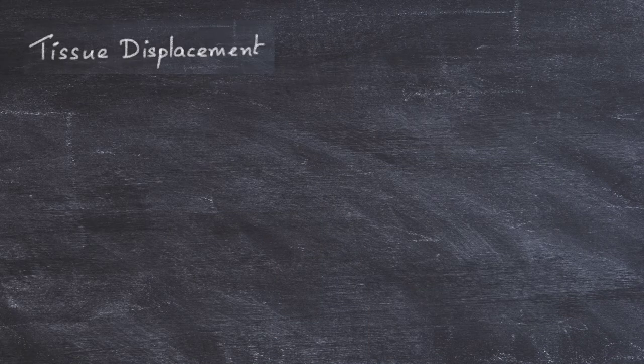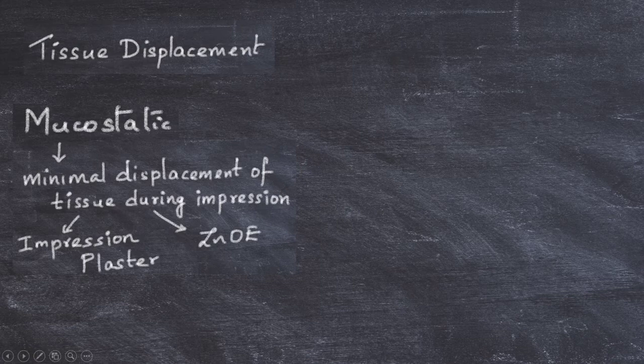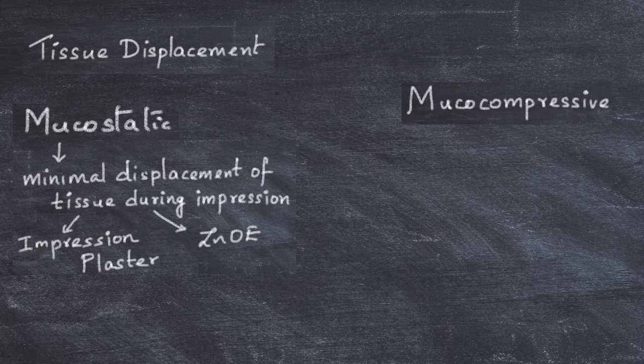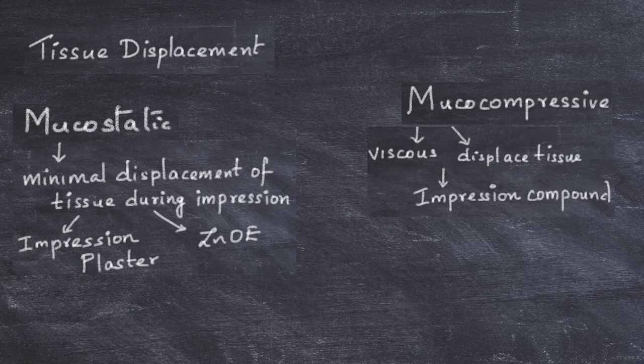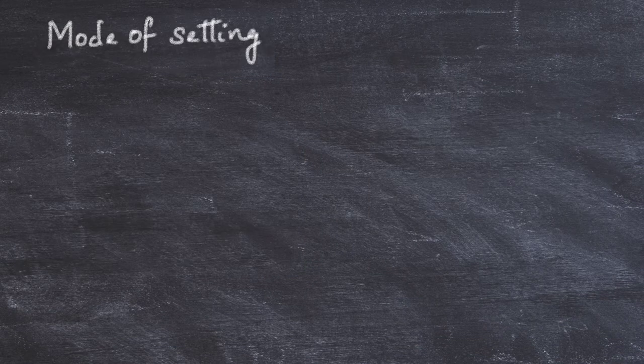Based on the tissue displacement, impression is divided into two types, and on that point, impression materials are also of two types. It can be either a mucostatic material, wherein the impression will cause minimal displacement of the tissue. So the impression is taken with the tissue in its normal position. The material used is impression plaster or zinc oxide eugenol. Now the other is mucocompressive. Here the tissue is actually displaced. There is a lot of displacement of the tissue and the material is highly viscous. That is, it is going to be a somewhat hard material that is used here. An example is impression compound.